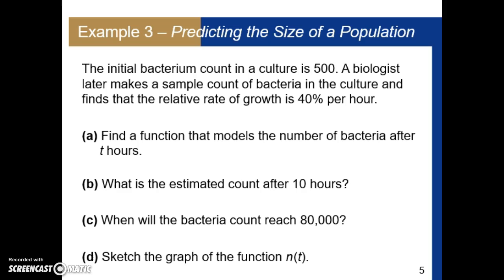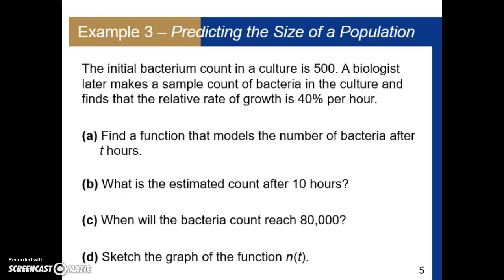So let's work an example and we'll get an idea for exponential growth and decay. The initial bacterium count in a culture is 500. That's the initial population, that's y naught. So y naught equals 500. A biologist later makes a sample count of bacteria in the culture and finds that the relative growth rate is 40% per hour. Now that tells us a lot of information.